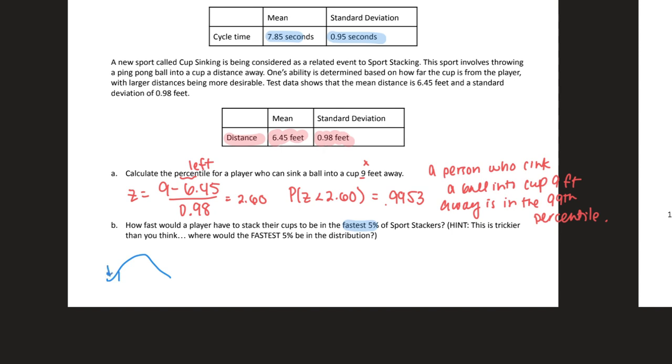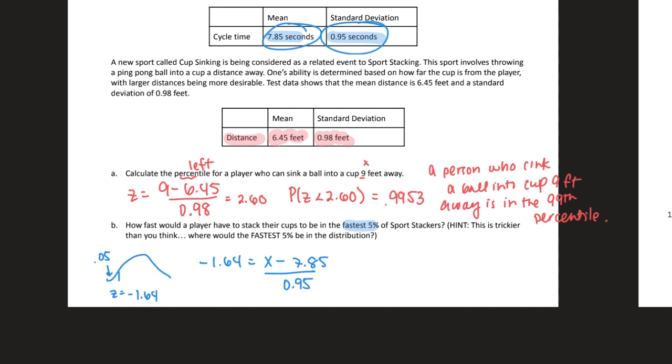So what we're going to do is look up and find the closest thing on our table to 0.05. We're going to find the z-score for that proportion. So that's going to be about negative 1.64 or negative 1.65 works. And then we're going to work backwards basically with this formula. We have z, but we're looking for x. So we're going to do negative 1.64 equals x minus, remember we need to use these times since we're talking about cycle time, 7.85, divided by 0.95.